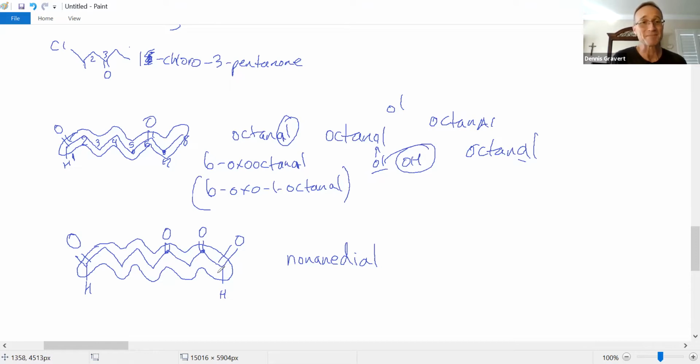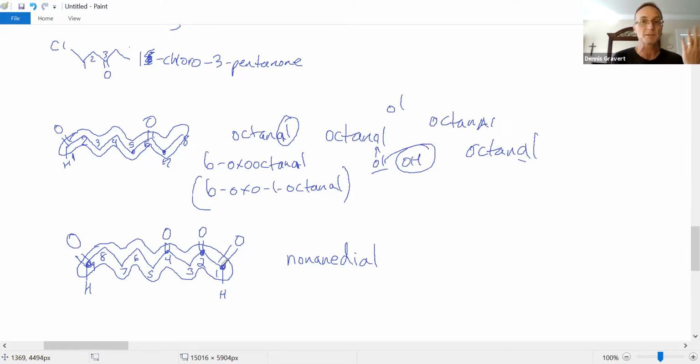Number the chain, step 3. Start at the end closest to the most important functional group. Well, number 1 could be on the left, number 1 could be on the right. They both hit an aldehyde, need a tiebreaker. Next functional group, if I start on the right-hand side, I get to a ketone right away on carbon 3. So that's the tiebreaker. Go to your next branch. Okay, so what we got? That was step 3, numbering the chain.